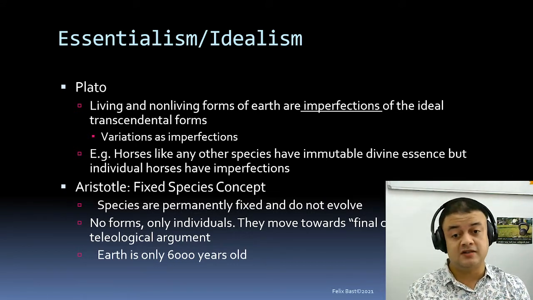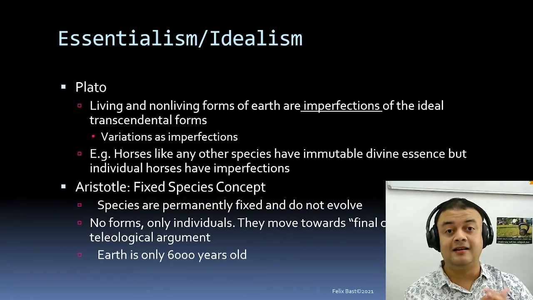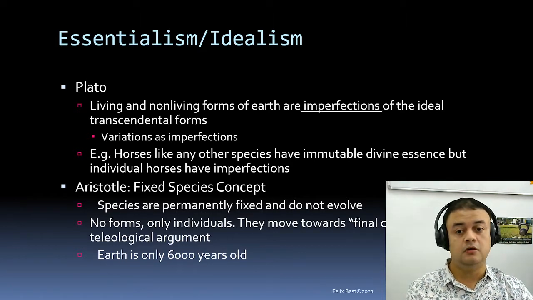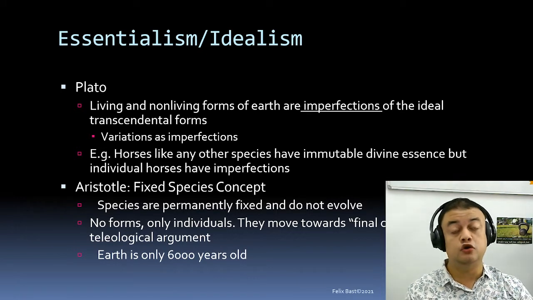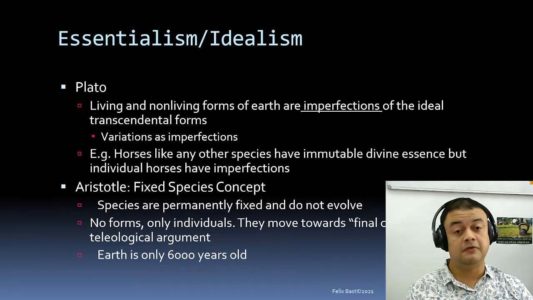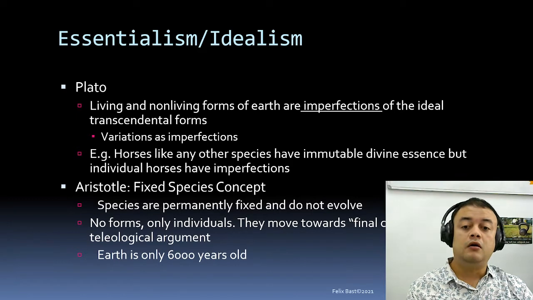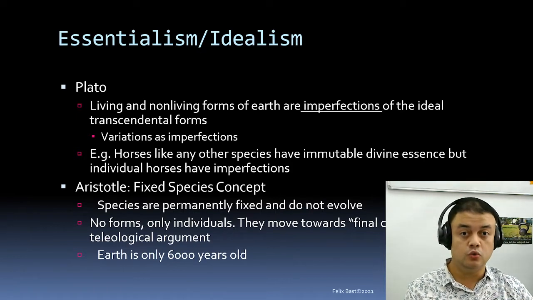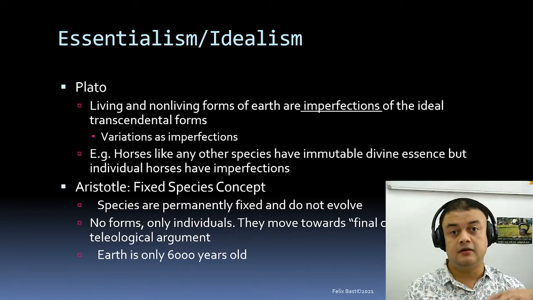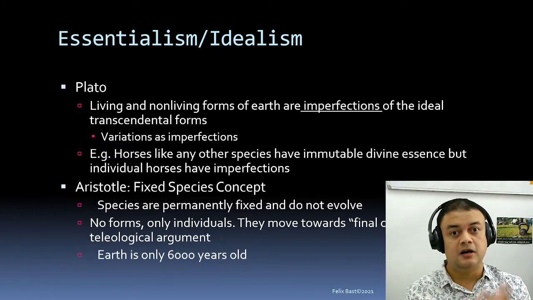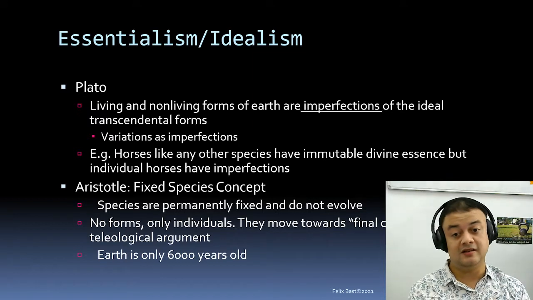So Aristotle's concept is quite similar, but he went a step ahead and started saying that species are immutable, the so-called fixed species concept. So species are permanently fixed and do not evolve. So evolution doesn't happen. That is what Aristotle's fixed species concept is. So only forms exist, not individuals. For example, me or you do not exist. These are just illusions. Only forms, in the sense of Homo sapiens, human beings as created by God, exist. But individuals are illusions. That is what he thinks.